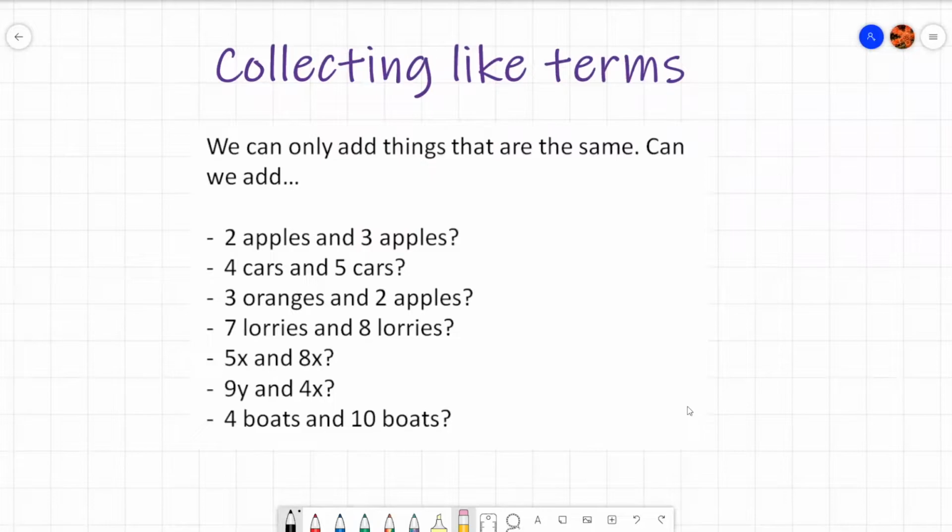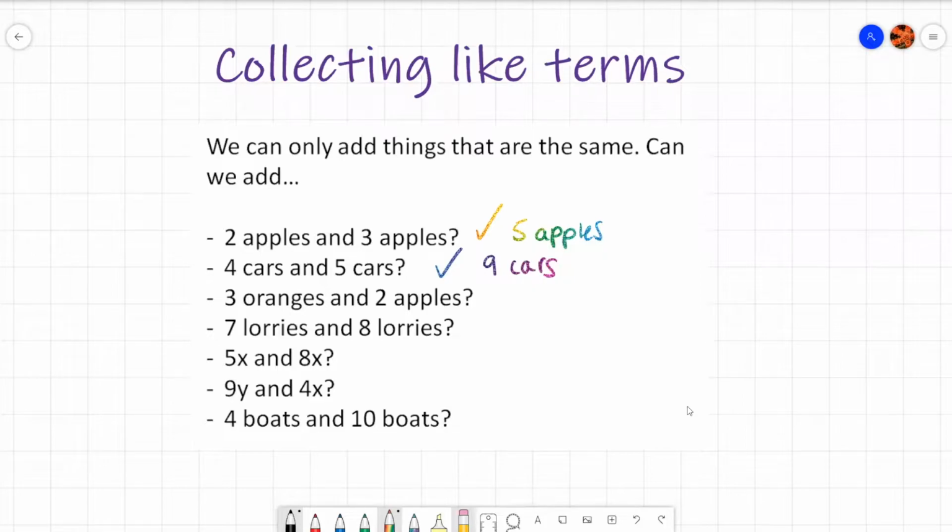We can only add things that are the same, or should I say, we can only add or subtract things that are the same. So let's have a look in this situation. Can we add 2 apples and 3 apples together? We can, because that is 5 apples. Can we add 4 cars and 5 cars together? We can. That's a total of 9 cars.